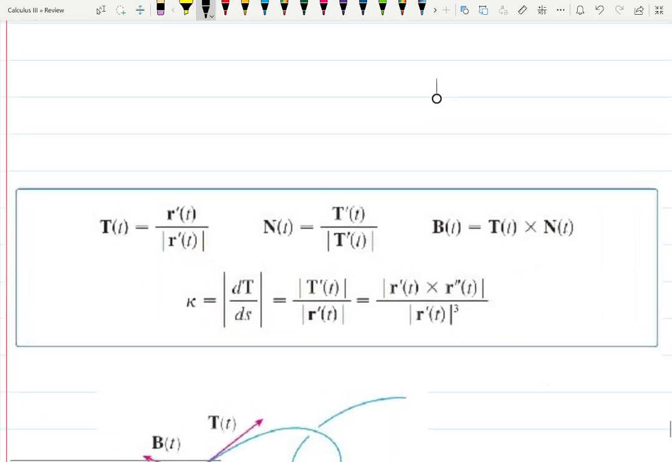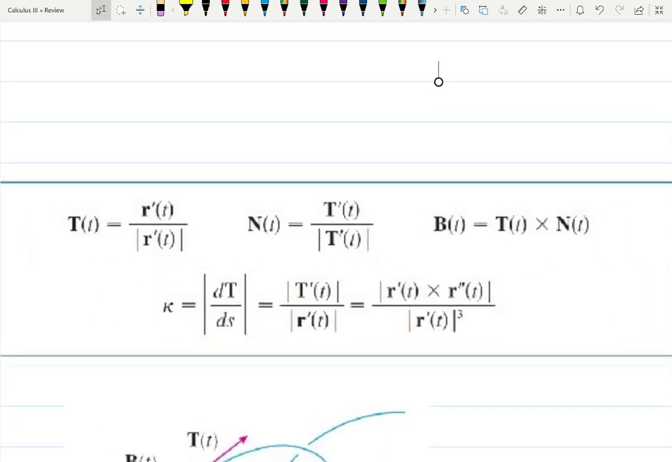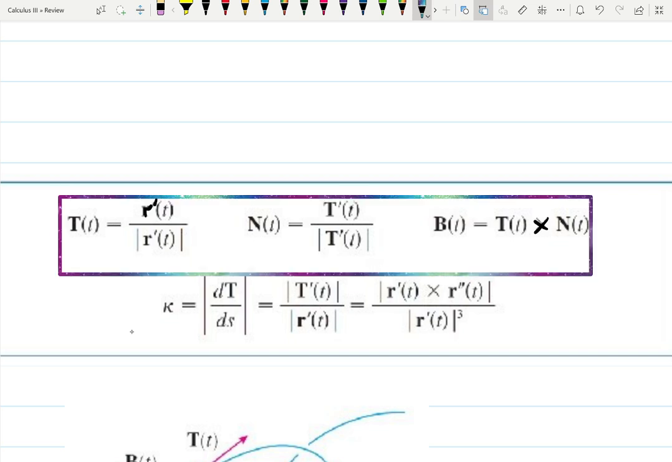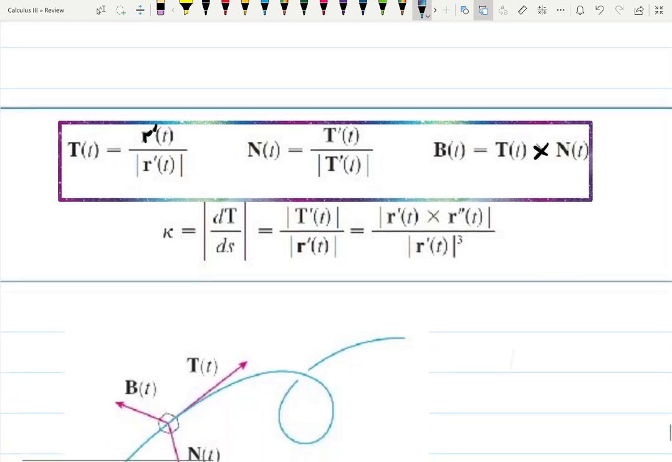Here they are. T is r prime, but if it's unit, you remember you need to divide by the magnitude of r prime. N is: differentiate T and divide by the magnitude of the derivative of T. And B is a cross product of T and N. So all three vectors are perpendicular to each other, and they are called T, N, and B vectors. It is also connected to the curvature, which you can see the formula for in front of you.